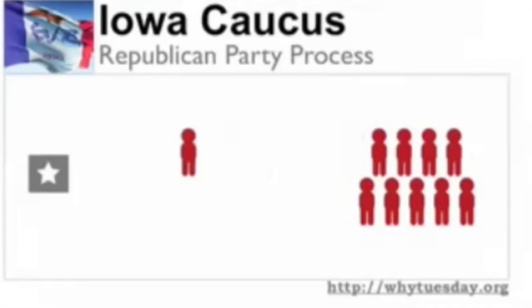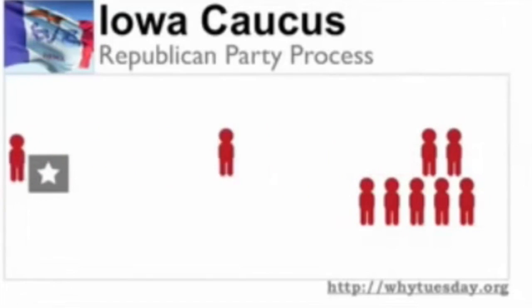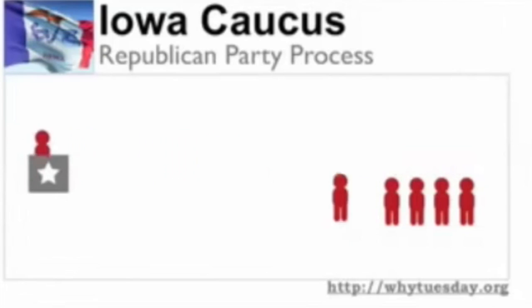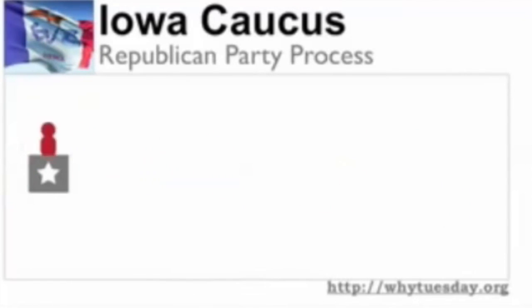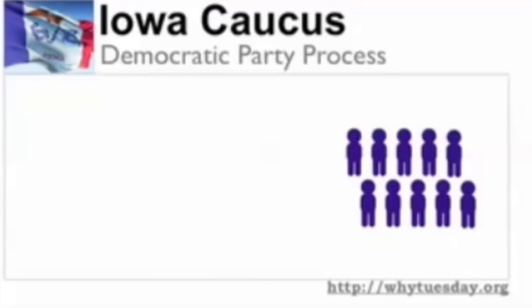For the Republicans, the process is pretty straightforward. You come in, you vote, usually through a secret ballot, and the percentages of the group supporting each candidate decides what delegates will go on to the county convention. The Democratic Party process is a bit more complicated.